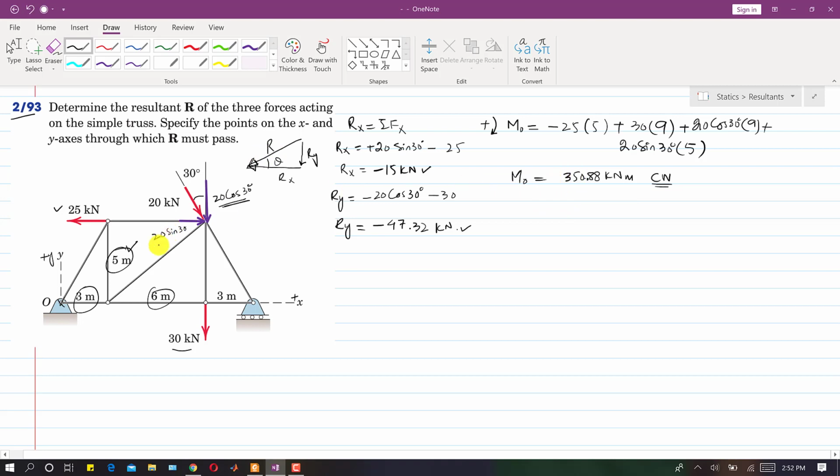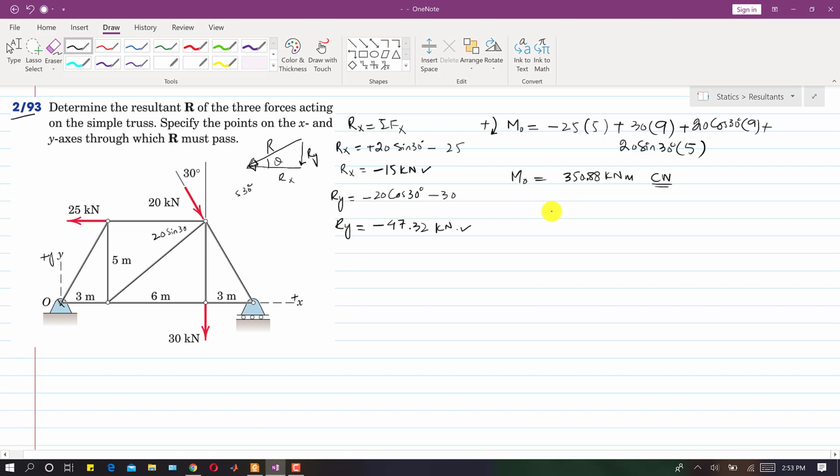So let me clear this diagram. I will place this force, and the line of action of this force will pass through the x and y axes, right? First let me determine the perpendicular distance of this R from point O.